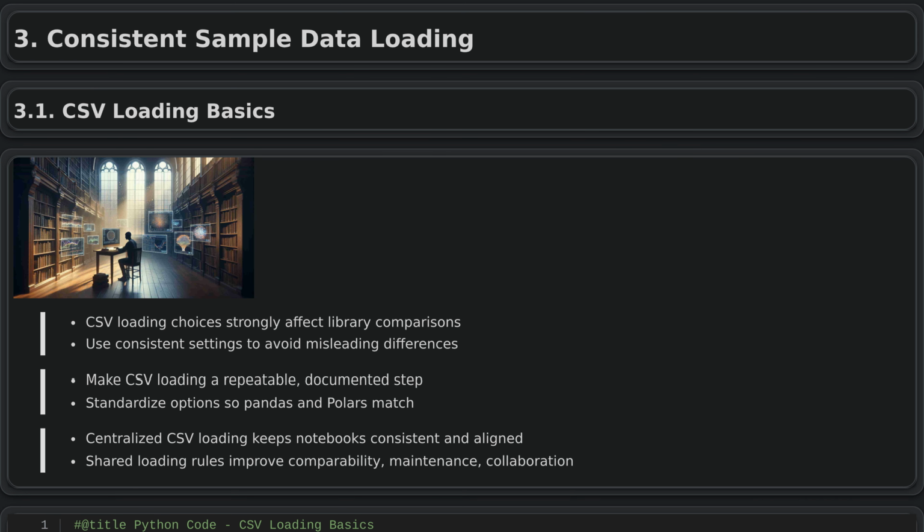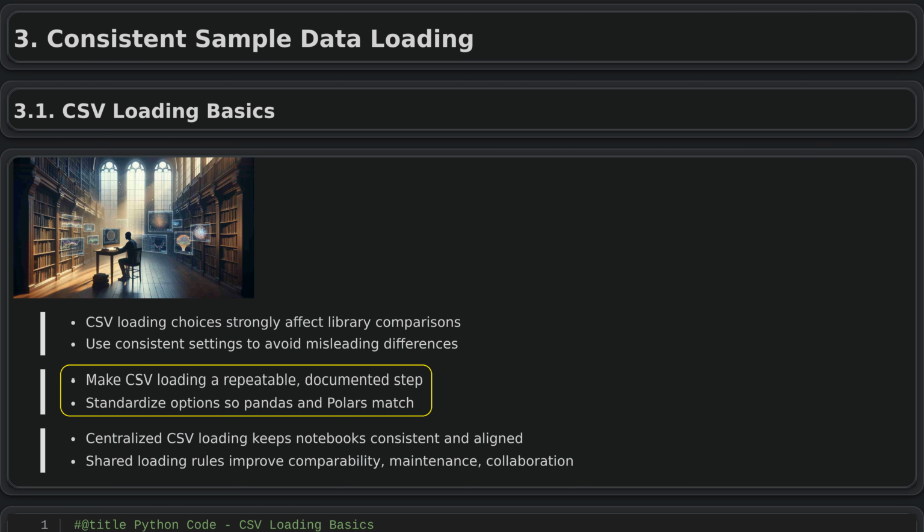Consistent sample data loading. CSV loading basics. When using both Pandas and Polars in the same project, it is important to load CSV files in a consistent way so your results are comparable. Even small differences in how each library reads the data, such as treating dates as strings or handling missing values differently, can lead to mismatched data. These discrepancies can distort your analysis and lead to unreliable conclusions. A careful, consistent CSV loading strategy helps ensure that your data and findings remain accurate across both tools.